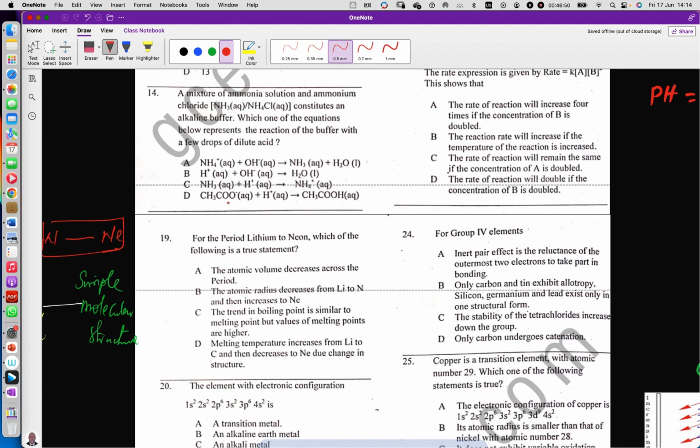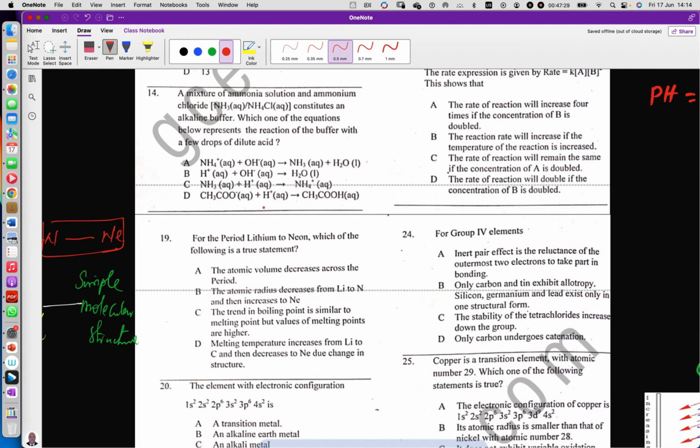The ethanoate ion will accept the proton. It will accept the proton and reform the undissociated ethanoic acid, thereby removing the hydrogen ion from the solution and restoring the pH. And that is how the buffer is working. So in this situation, D is the answer for 14.